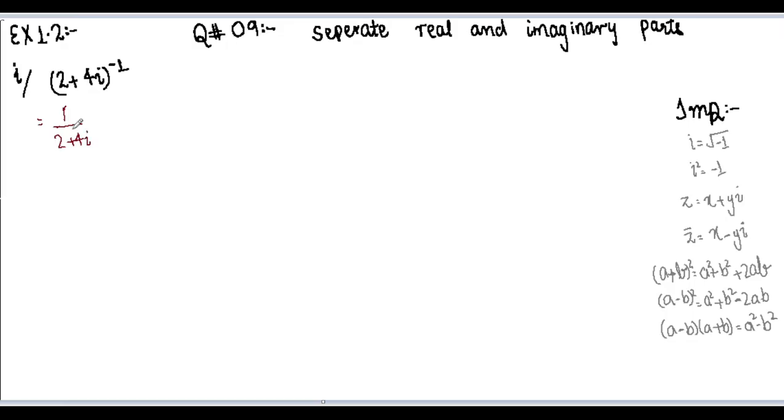Now we know that whenever there is a complex number in the denominator, it's not the answer. We have to rationalize it. And how do we rationalize it? We multiply and divide it by the conjugate of the complex number written in the denominator. Now what is the complex number in the denominator? It is 2 plus 4i.